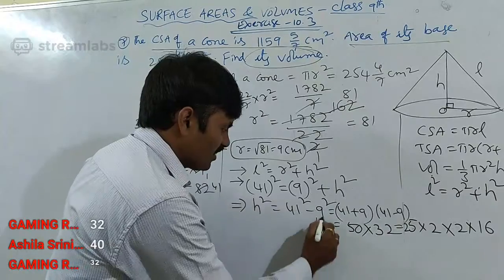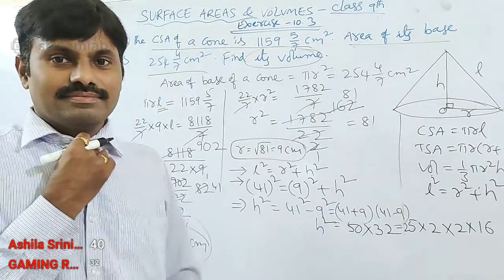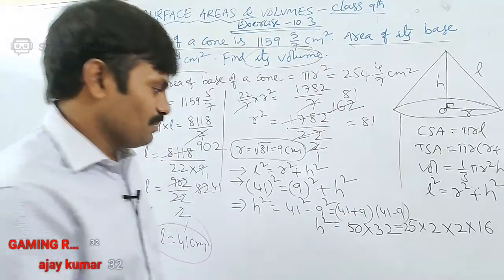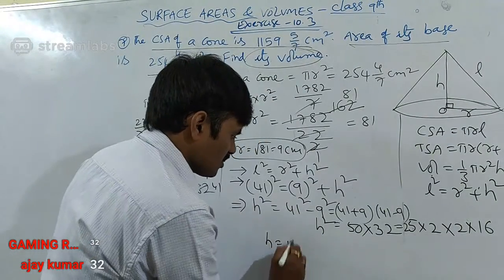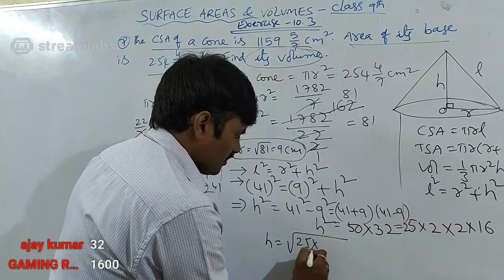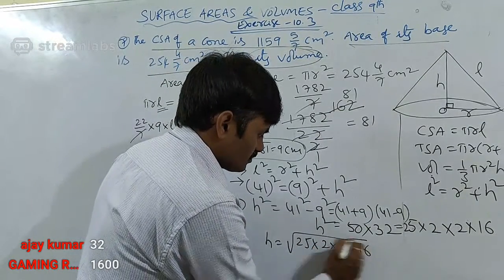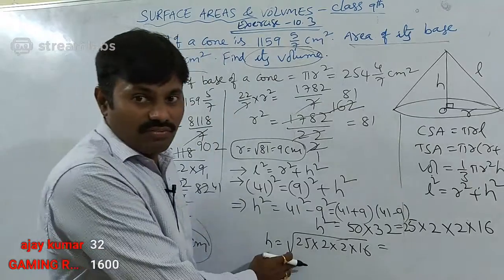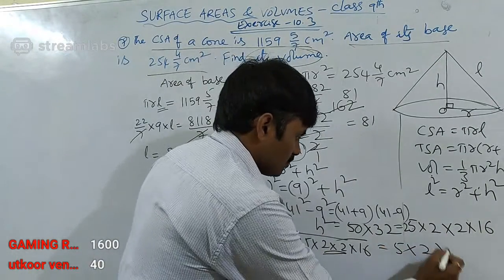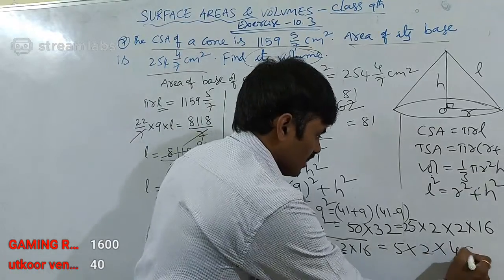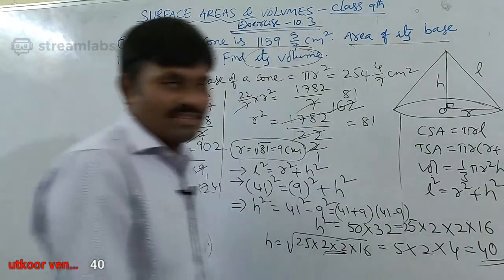Now this is the value of h square, but we need the value of h. Don't multiply, simple. So h is equal to the square root of 25 into 2 into 2 into 16. What is the square root of 25? 5. The two 2s are here, take a single 2. What is the square root of 16? 4. The final answer is how much? 40. Yes, 40.